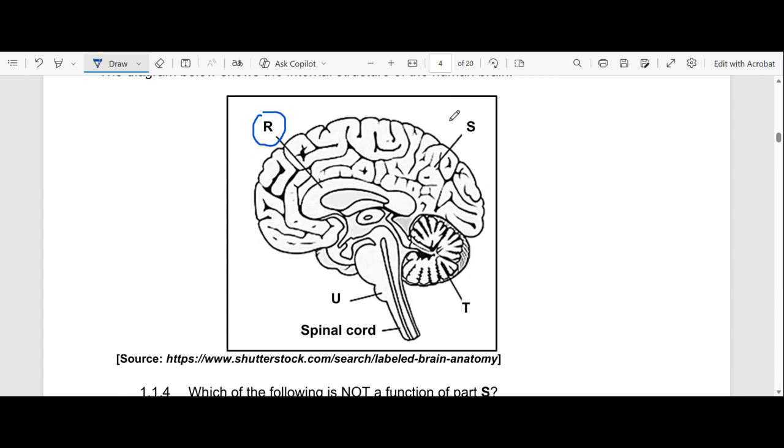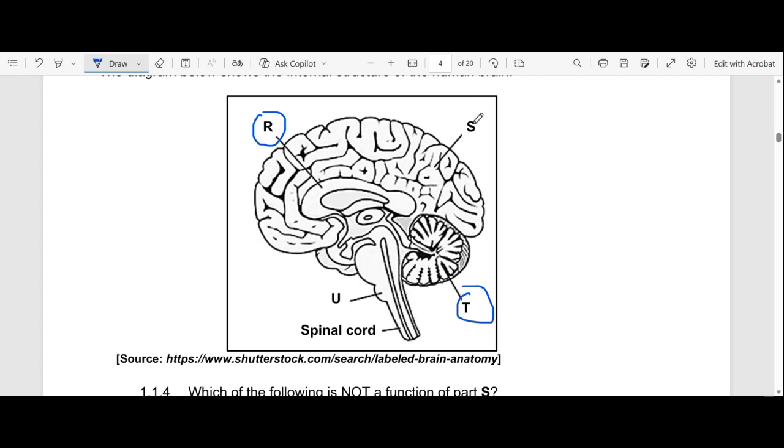Now let's look at S. Our S becomes what? The cerebrum. Remember, the cerebrum is responsible for higher thought processes and is responsible for controlling voluntary movements like walking, running, and so on and so forth, just to name a few functions. Now let's go to T. Our T becomes the cerebellum. What's the function of the cerebellum? The cerebellum is responsible for restoring balance and equilibrium. Moreover, it is responsible for coordination of voluntary movements.